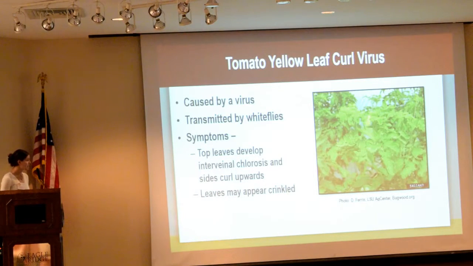Tomato yellow leaf curl virus, again, is caused by a virus. This one is transmitted by whiteflies, and the symptoms: the leaves on the top can develop interveinal chlorosis, and the sides will curl upwards. The leaves may appear crinkly.